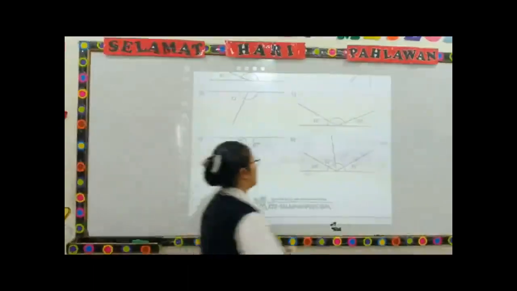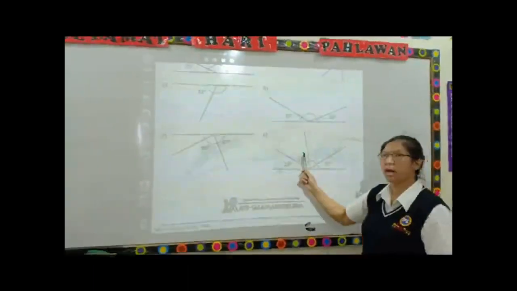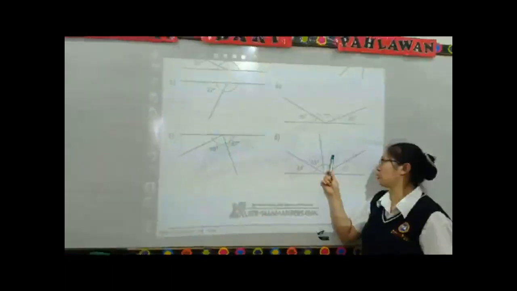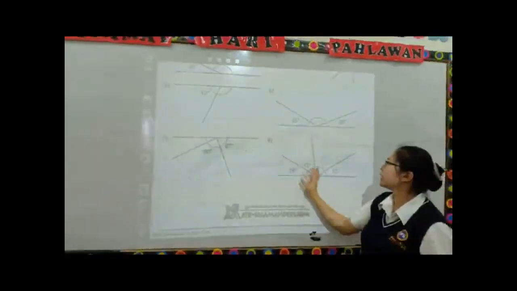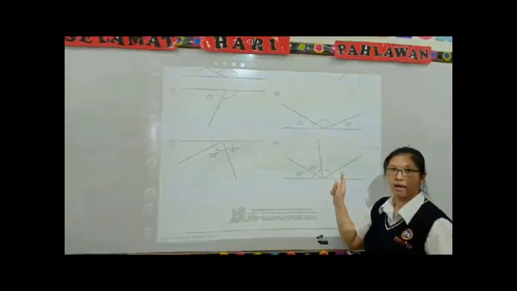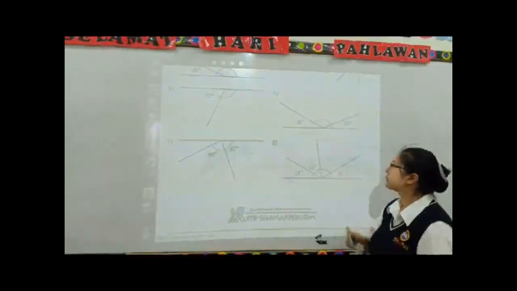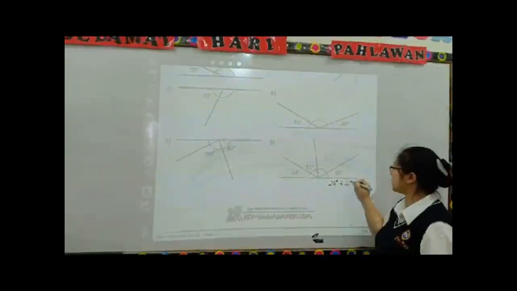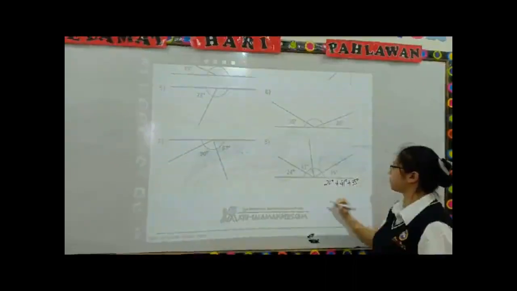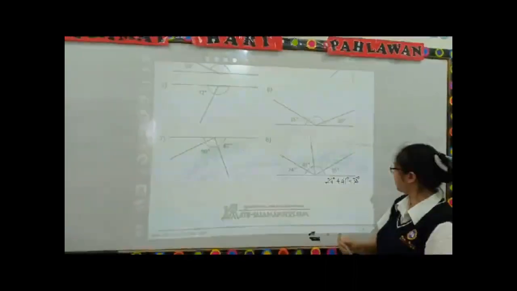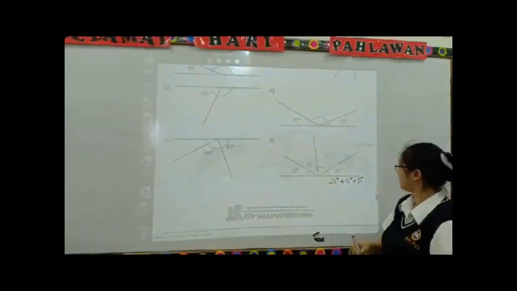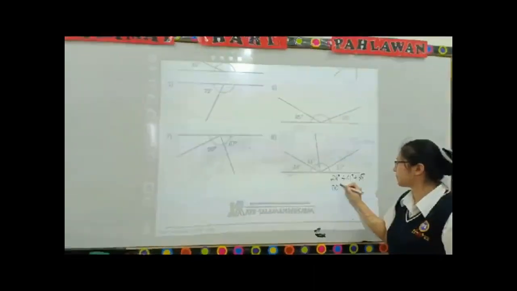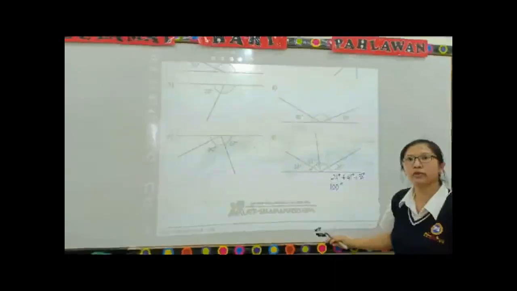Okay, what if in a question they tell you there are 4 angles over here? What you are going to do is find the sum of the other three. So you first sum these three. You can do 24 degree plus 41 degree plus 35 degree. That should give you 100 degree. So these three angles add up to 100 degree.